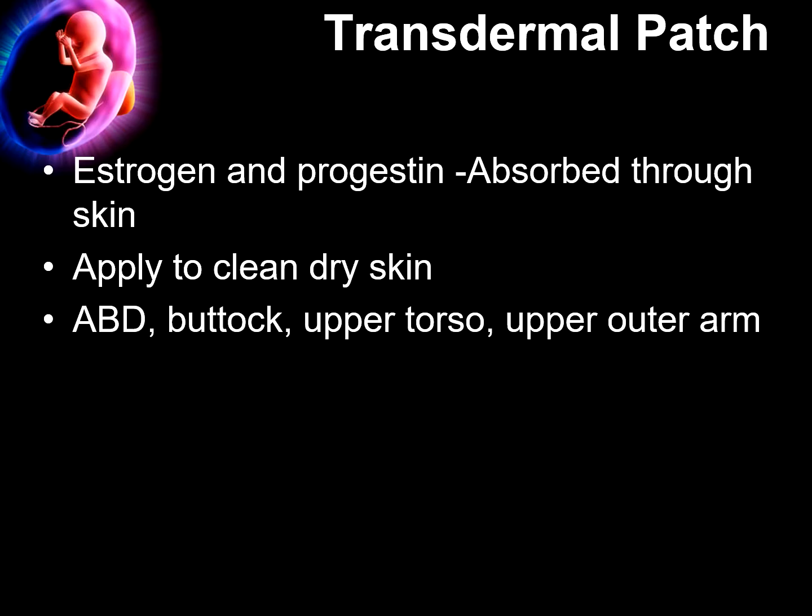So this patch is worn for 3 weeks, a new patch every week for 3 weeks, and they are worn continuously for 7 days each. And then no patch is worn during the 4th week, and during the patch-free week, the woman has her period. After 7 patch-free days, she applies a new patch and begins the cycle over again. Women can have extended cycles without menses by using patches for several cycles or continuously.